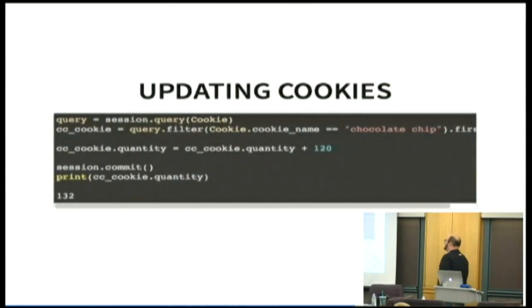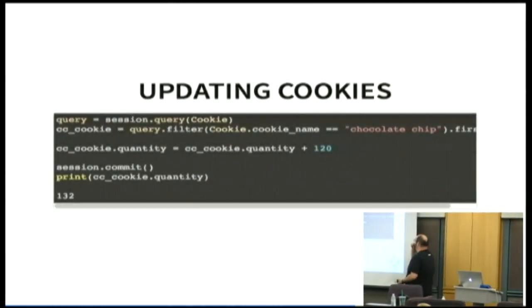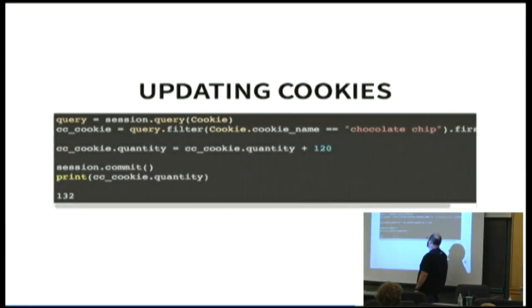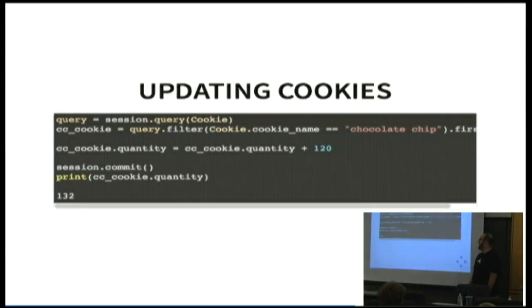All right, so let's talk about updating cookies. So here I'm actually retrieving the chocolate chip cookie record out of the database. Then I'm going to set the quantity, because I baked more cookies, of that up by another 120. Then I'm going to commit that and then print out the quantity, right? So pretty straightforward.